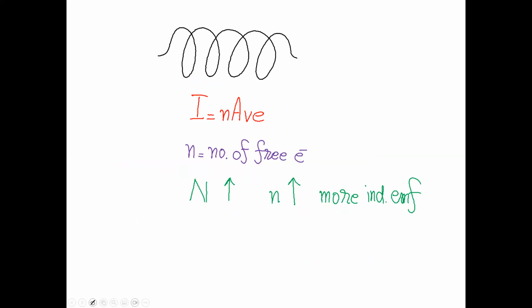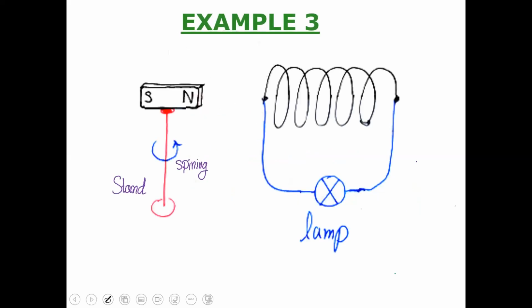This was a formula in our AS physics. I is equal to nAvq. n is the number of free electrons per unit volume, and it is called number density. So the greater the number of turns, the greater is the amount of induced EMF.